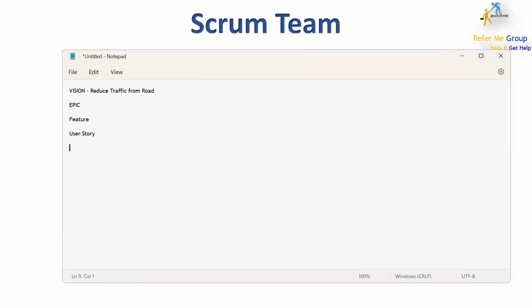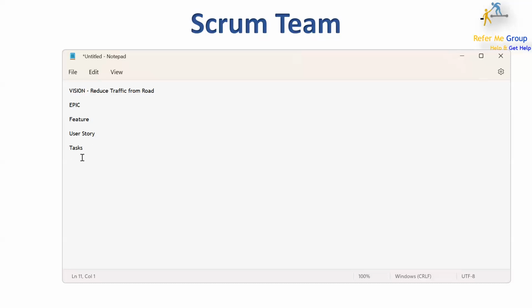Let's suppose authentication, right? Authentication can have a development task, a testing task, and a UI task. I mean a UI/UX task, or an architect task also. So one user story should be broken into multiple tasks, correct? This is the difference between vision, epic, feature, user story, and task.